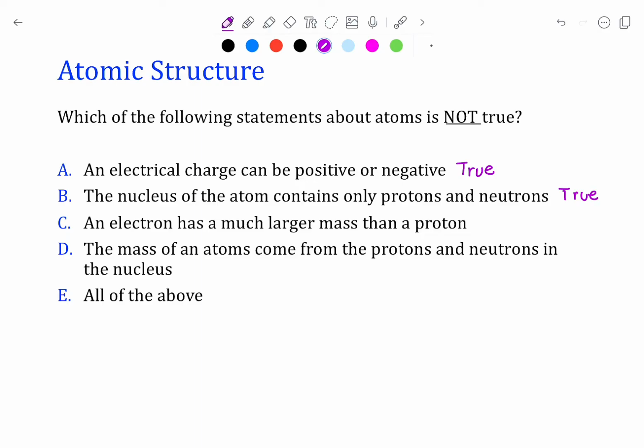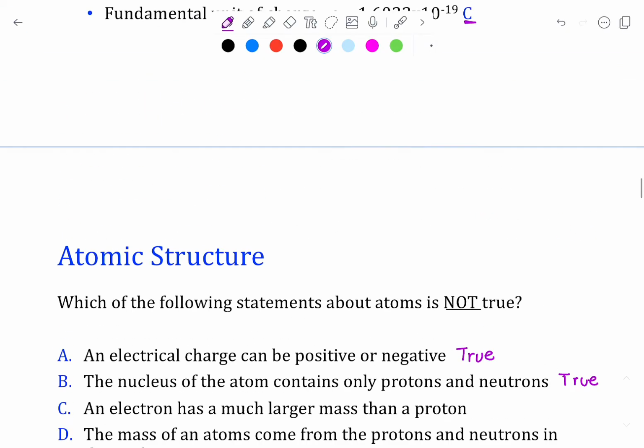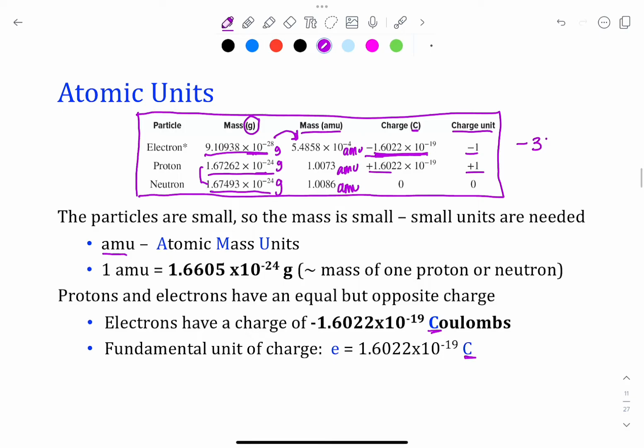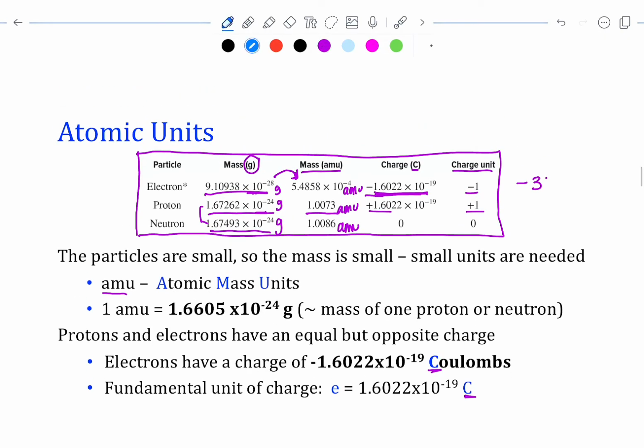Our next statement says an electron has a much larger mass than a proton. Well, we can look at that on our chart here to look at the mass. So the proton has a mass of 1.00, whereas our electron has a mass of 5.4858 times 10 to the minus 4. So let's take that number and convert it from scientific notation to standard form. The -4 tells us that we have to move our decimal place to the left.